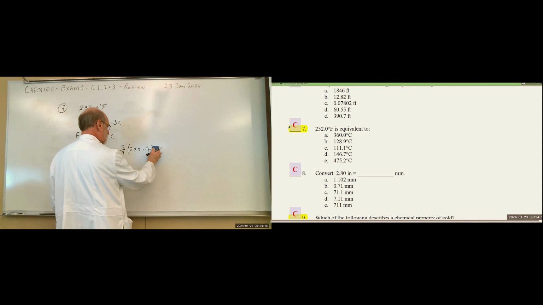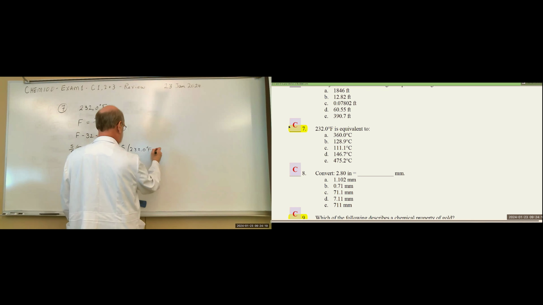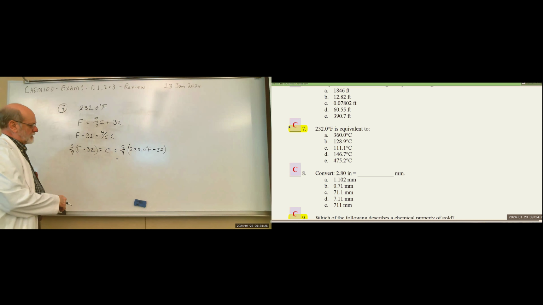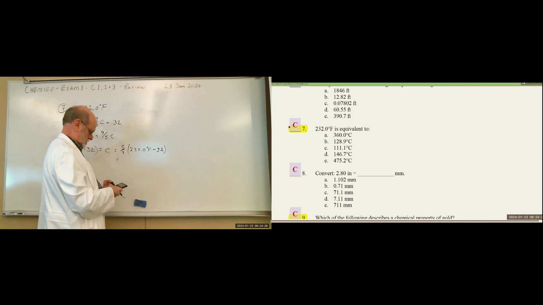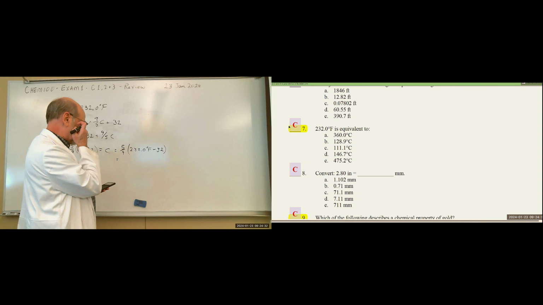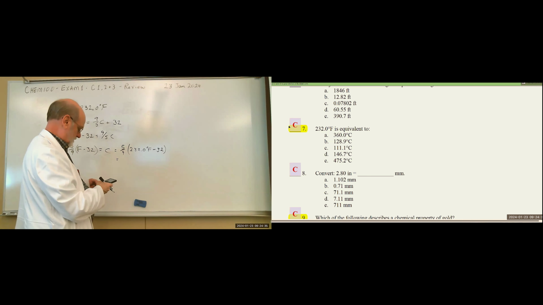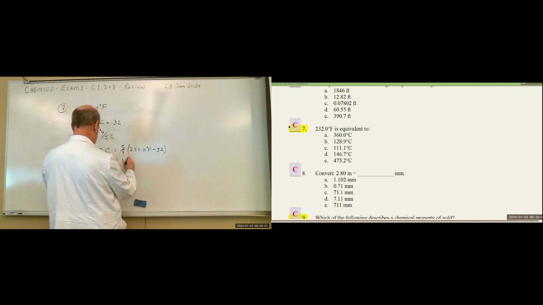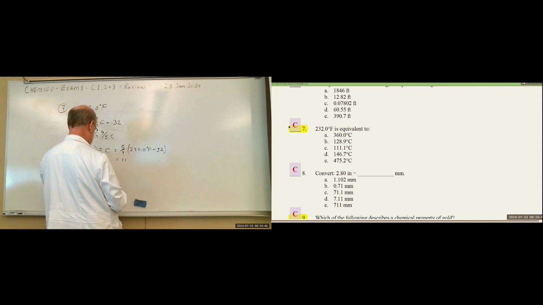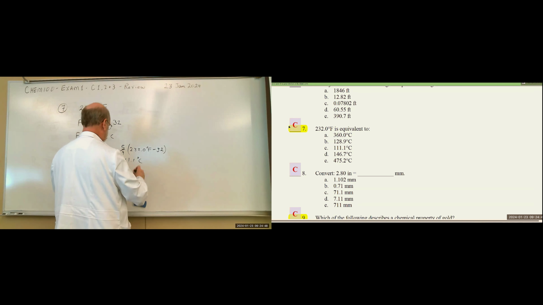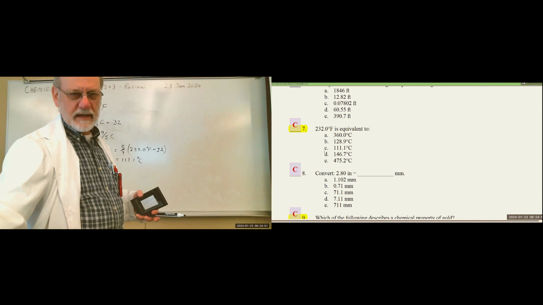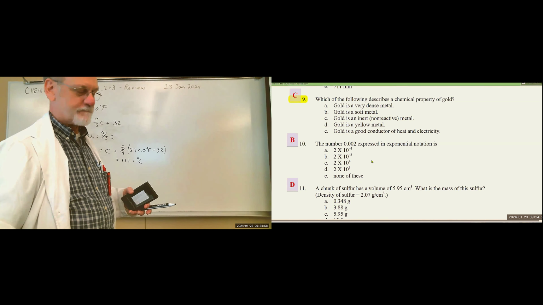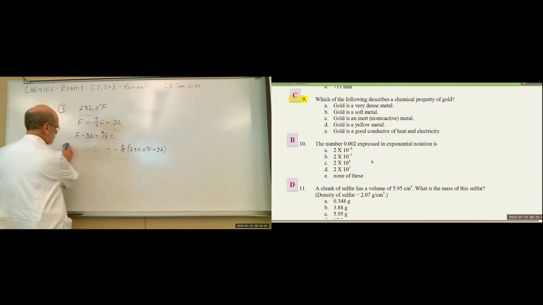Oops. That's 2. There we go. Now let's see if I can get this one right. Oh, that's 200. 232 minus 32. 200 times 5/9. Okay, that's 111 degrees C. And the answer is C. Good. Moving on.